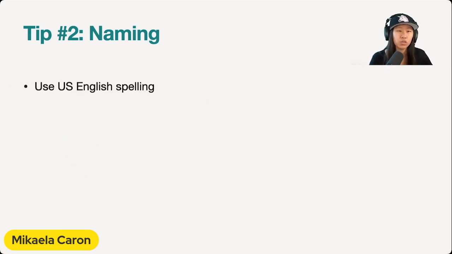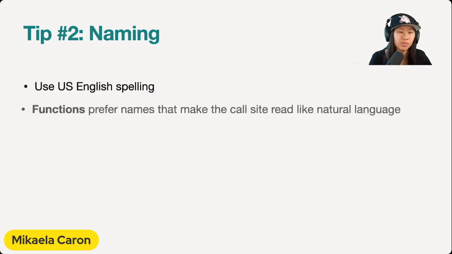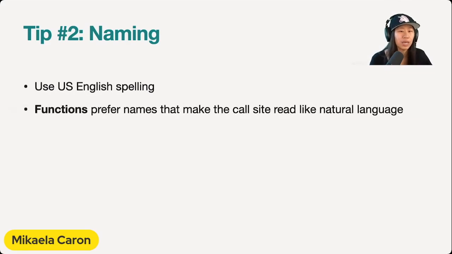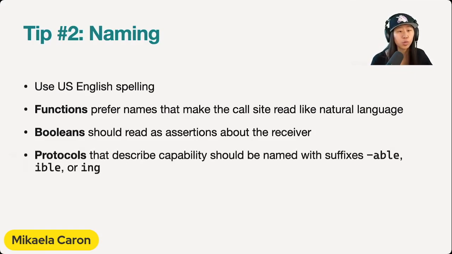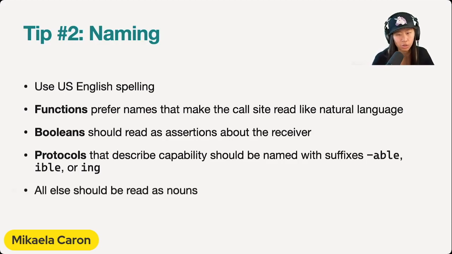Tip number 2 is about naming. In Swift, we use US English spelling. We prefer function names that make the call site read like natural language, and we'll go more in depth with what that means. Booleans should read as assertions about the receiver, and we'll talk about that. Protocols that describe capability should be named with suffixes that end with able, ible, or ing. And all else should be read as nouns. So let's break all this down.